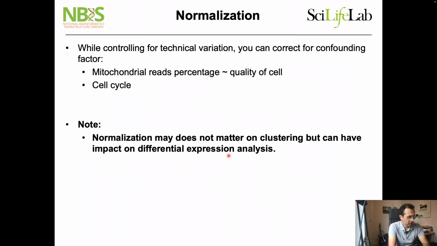While we control for the technical variation, you can correct for confounding factors. There are different tools, different methods that you use. You can already pass given metrics like mitochondrial read percentage or cell cycle to regress out when you do the normalization. And remember that normalization does not influence the clustering, but can have a strong impact on differential expression.